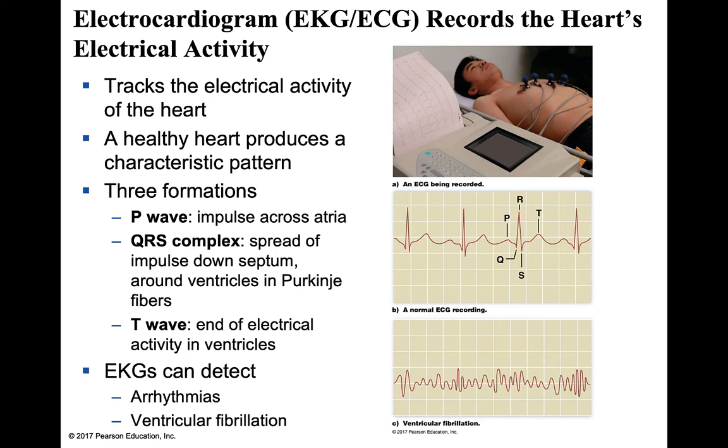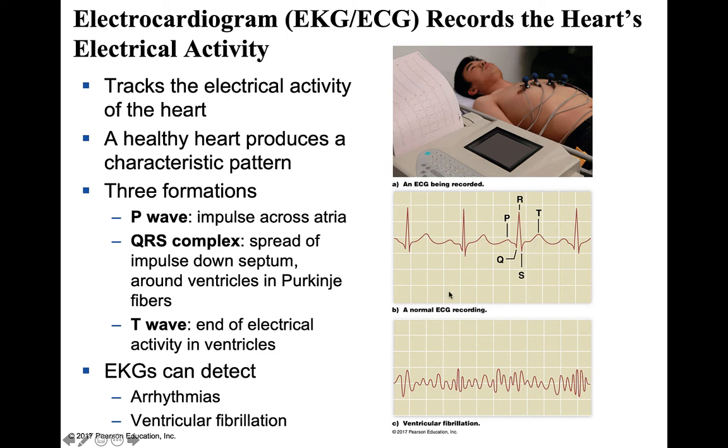Now, here, okay, you may have had an EKG done, and what an EKG does is it actually records the electrical activity of the heart itself. Now, generally, a healthy heart is going to produce a very characteristic pattern. And here, there's basically three formations. We have the P wave, the QRS complex, and the T wave.